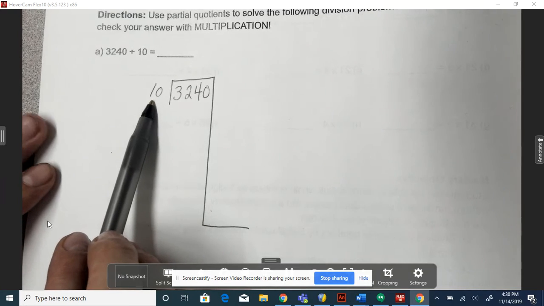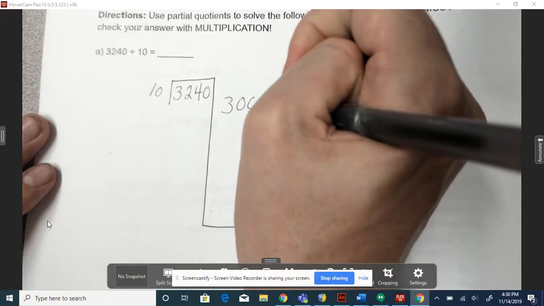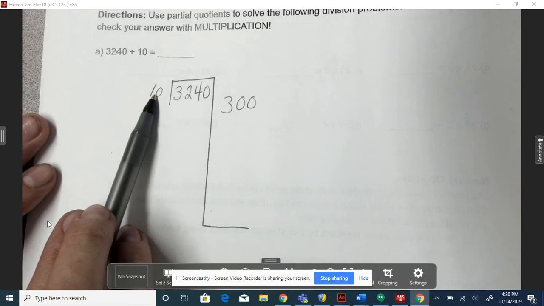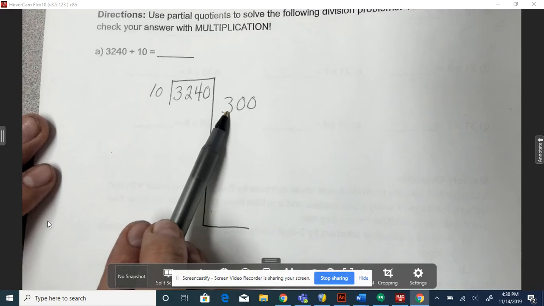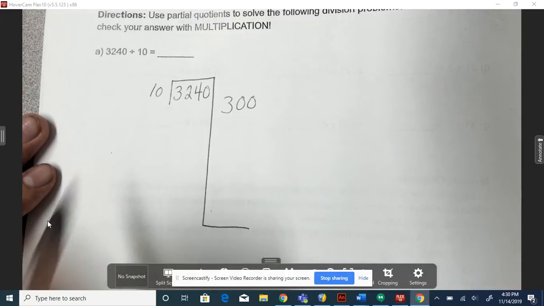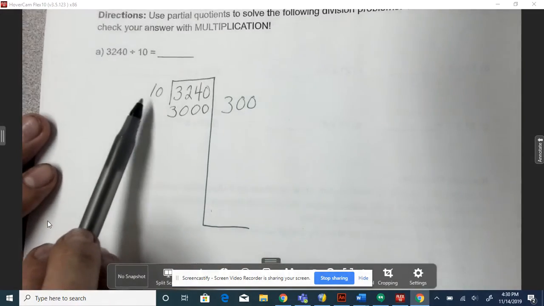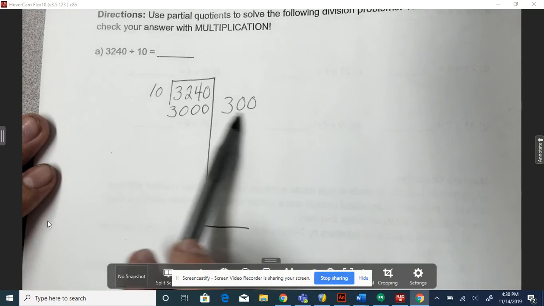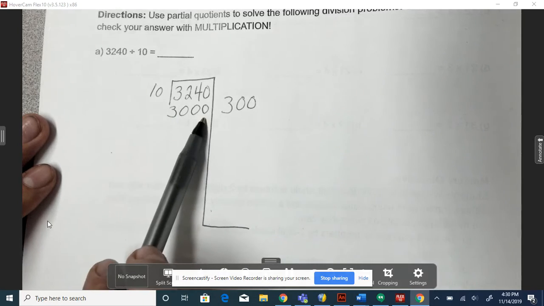So I'm thinking 10 times 300. Let's see, 1 times 3 is 3, 10 times 100 is 1,000, so 10 times 300 is 3,000. So I'm going to put 3,000 here. This is saying that if we have 10 groups, each group is going to get 300 of the object, and we'd be crossing out a total of 3,000.